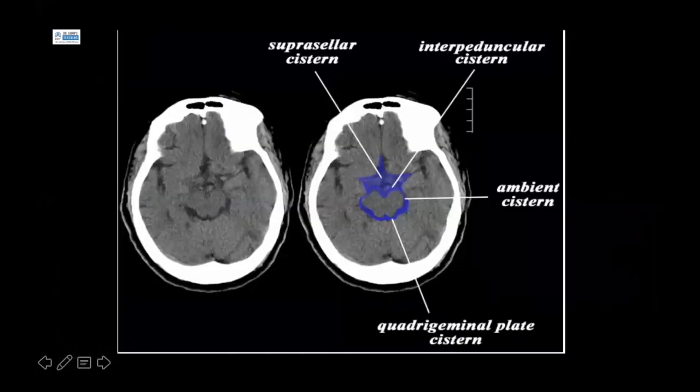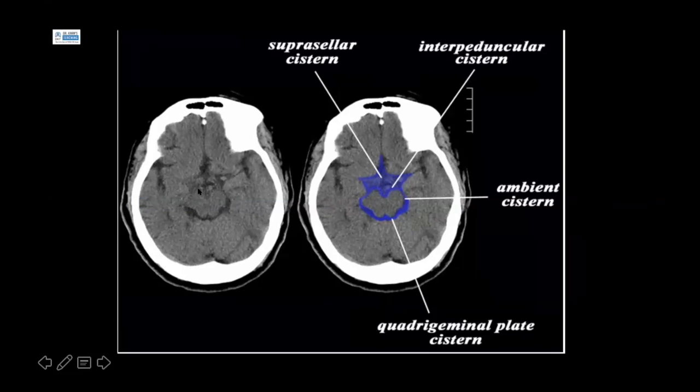So this axial CT scan through the midbrain again shows the suprasellar cistern with a stellate or star-shaped appearance anteriorly, enclosing the vessels of the circle of Willis. Posteriorly, the suprasellar cistern fuses with the interpeduncular cistern, which is here. This is the midbrain, the Mickey Mouse midbrain, and the interpeduncular cistern.